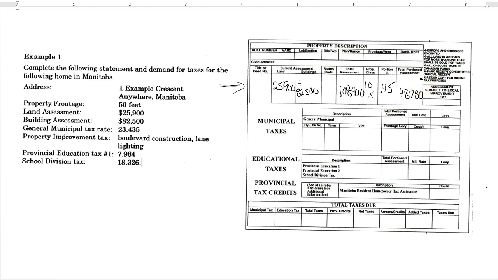I'm going to use this in 3 spots. I'm going to use it here, here, and here. So my TPA is 48,780. I'm going to fill it in 3 times. Now you will notice here that I've got 2 provincial education taxes. I only pay one of them. So I'm going to cross out the second one and only pay the first one. My TPA was $48,780, and for my school division tax, it's $48,780.